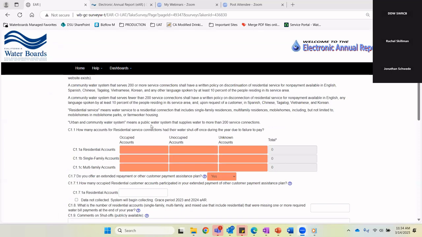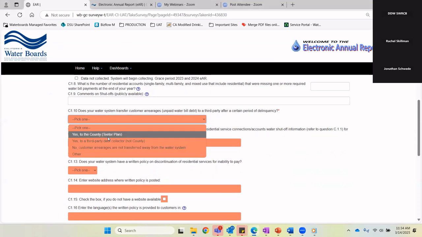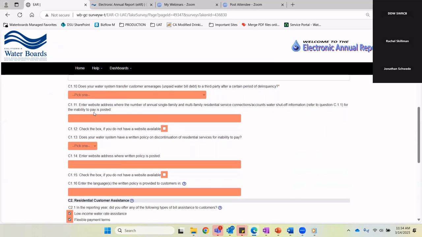Okay. So after question C10, the next question that should appear is C111, which asks to enter the website address where the number of annual single-family and multifamily residential service connections / accounts, water shutoff information for the inability to pay is posted. So you would enter a website here, and then if you do not have a website, you would click this button and you shouldn't have to enter anything in this field.